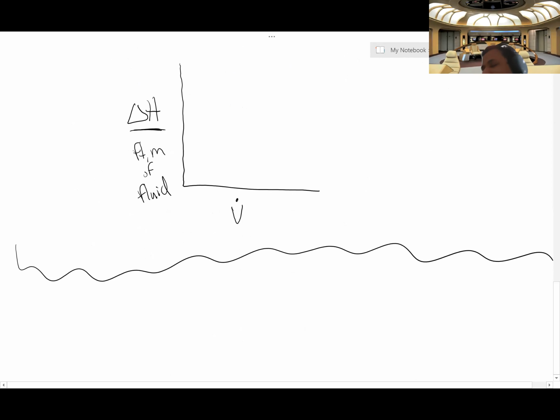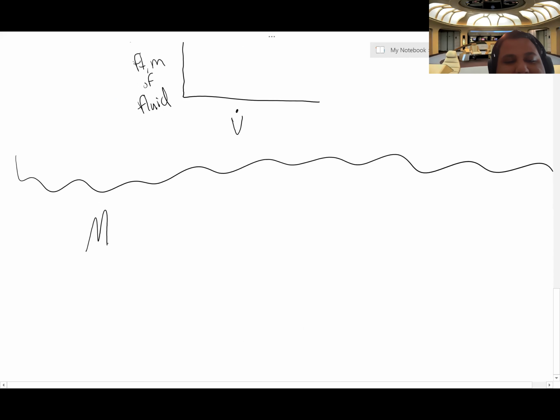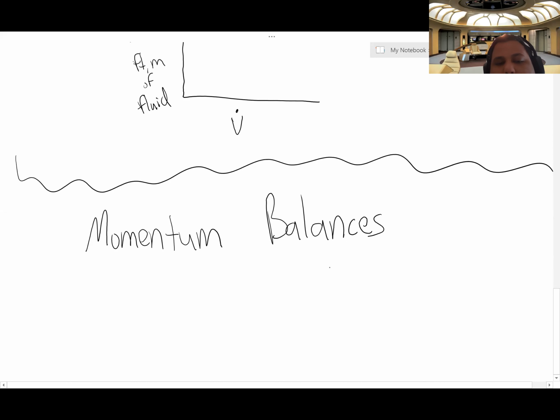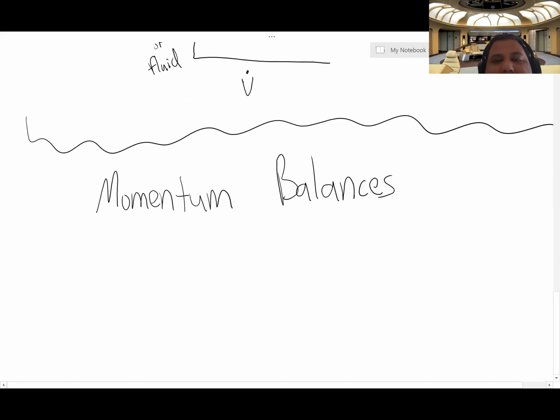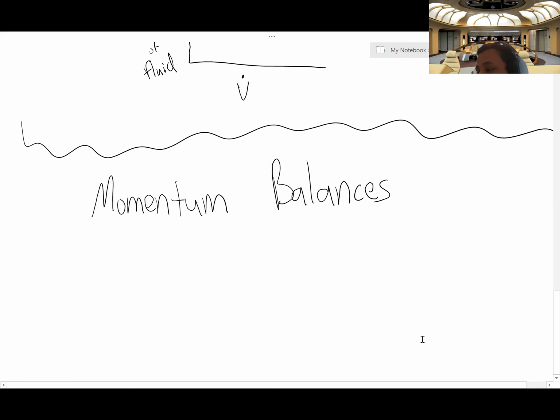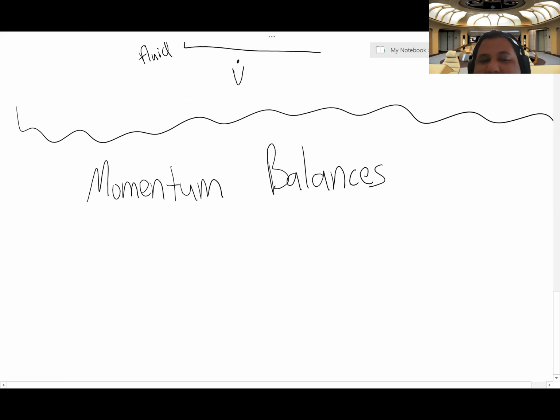If not, then let's switch gears and start delving into momentum balances. Particularly today, we're going to look at macroscopic momentum balances. Next week, we'll touch base on microscopic momentum balances. But as microscopic momentum balances are more applicable for graduate level systems, I tend not to put too much emphasis on them.